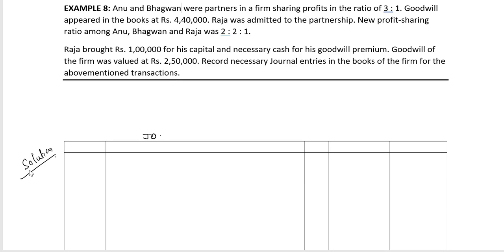Journal. Date. Particulars. LF number. Debit rupees. Credit rupees.